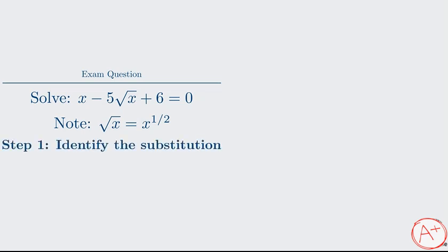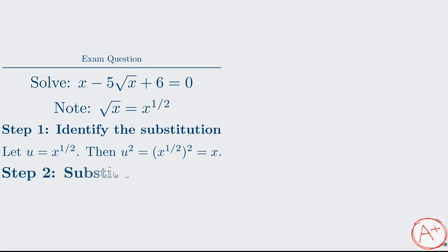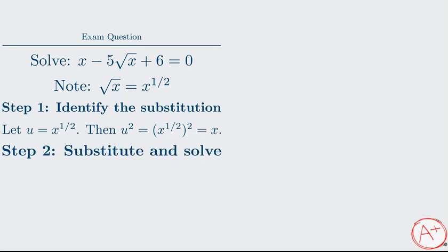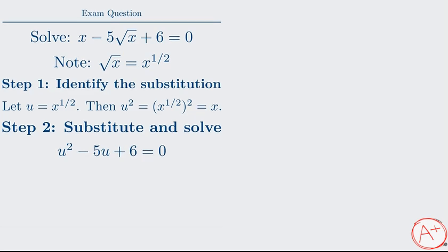Notice that X is the square of the square root of X. So, we let U equal X to the power of 1/2. Then, U squared equals X. Step 2, substitute and solve the quadratic. Replacing X and the square root of X in our original equation gives U squared minus 5U plus 6 equals 0. This is a standard quadratic that factorizes easily into U minus 2 times U minus 3 equals 0.